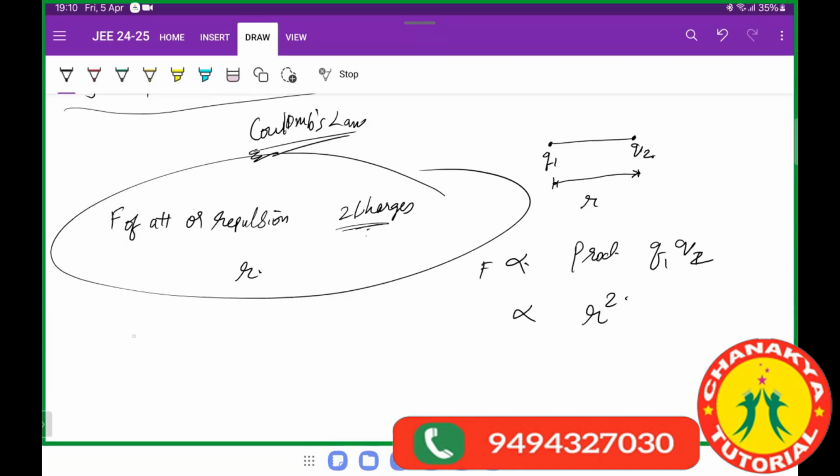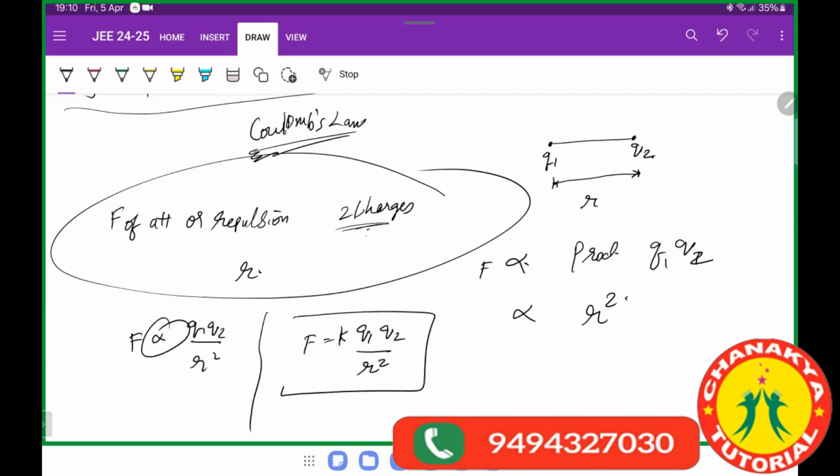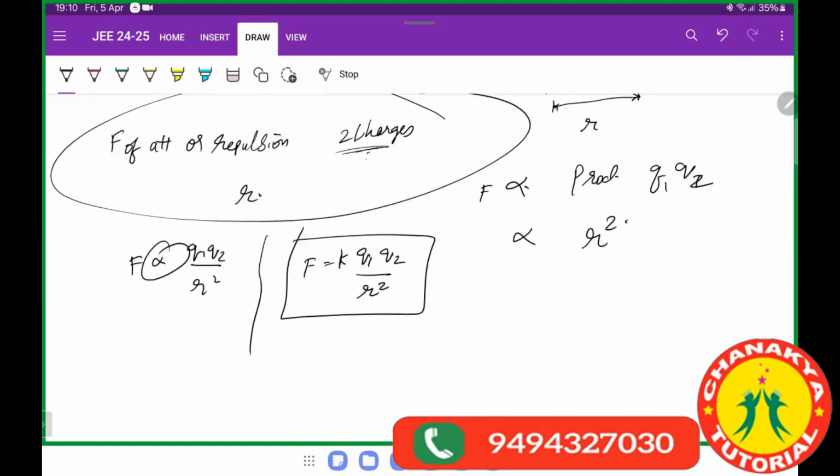So what we got here, F is proportional to Q1 Q2 by R square. To remove the proportionality we have a constant, F equals K Q1 Q2 by R square. Now K is 1 by 4 pi epsilon naught. Epsilon naught is permittivity. So that's basically like a law of gravitation, right? Exactly.